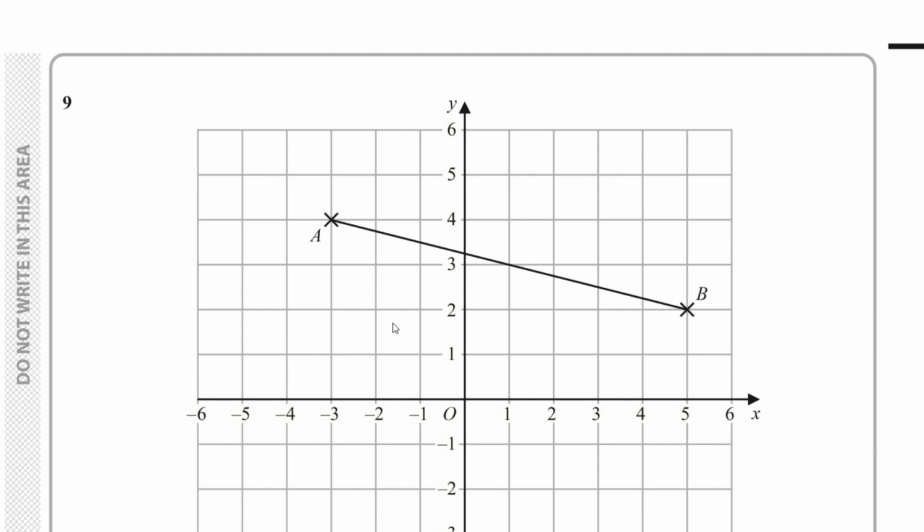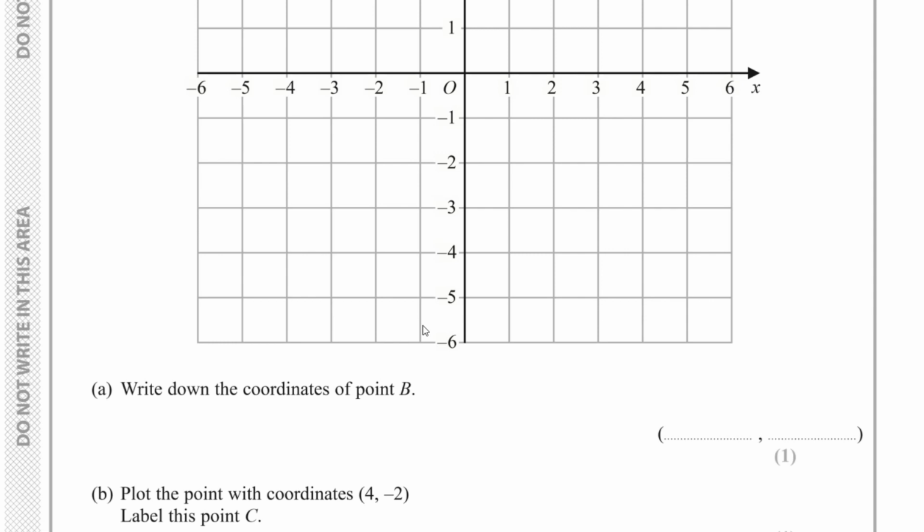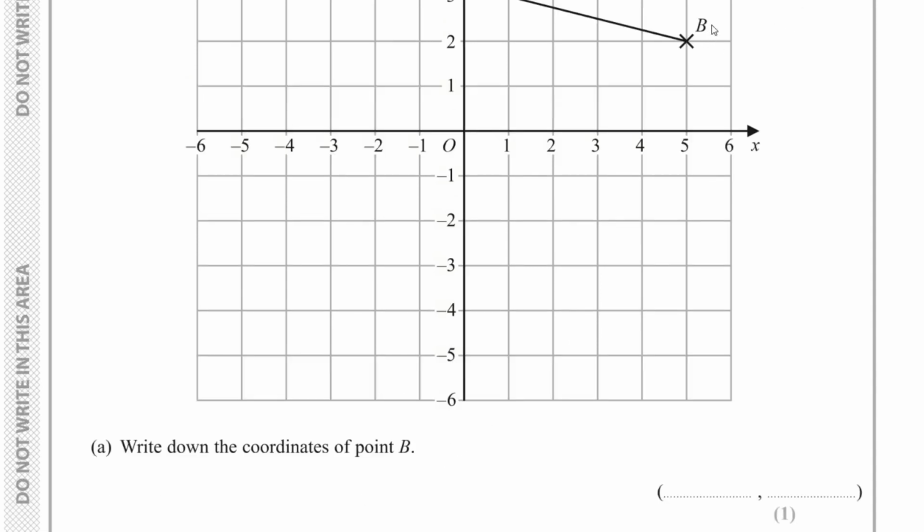Question number 9. Part A, we have to write down the coordinates of B. B is this point here. We go 5 across and 2 up, so we have 5, 2 as our coordinates.